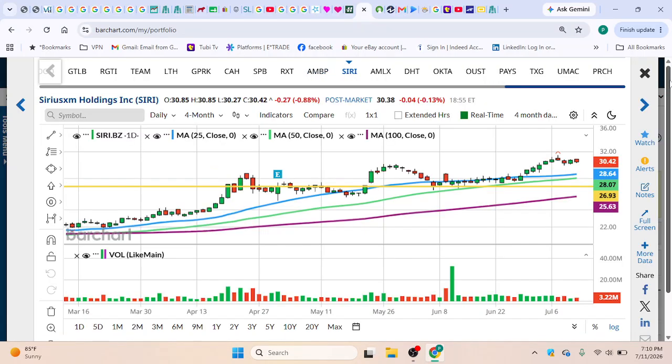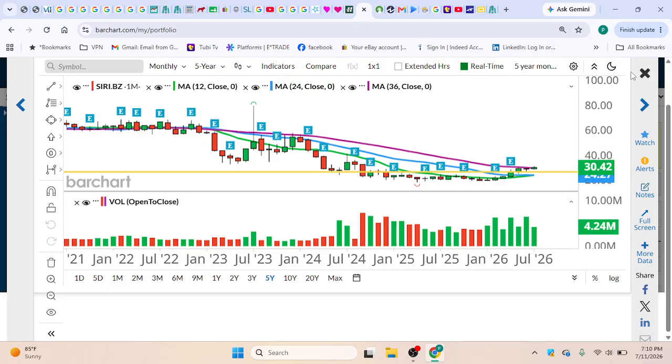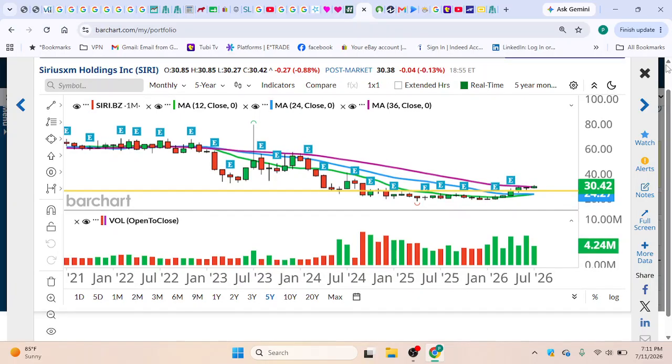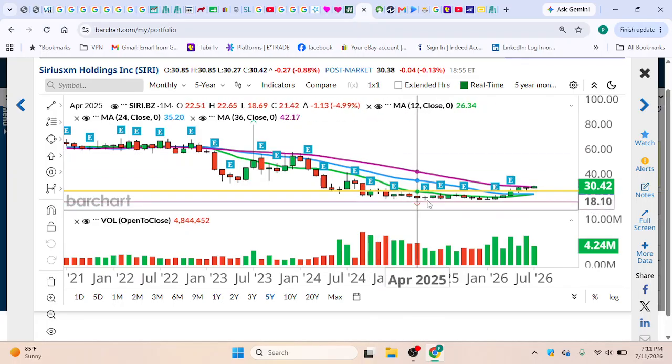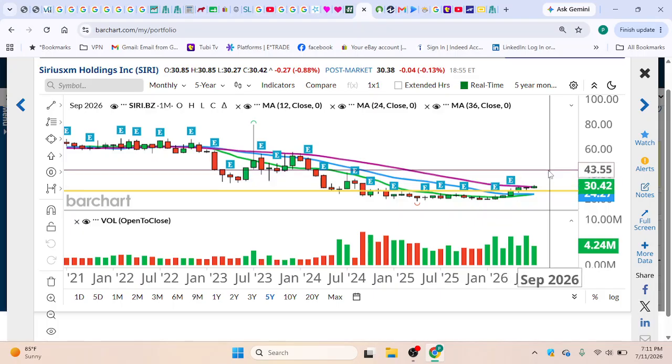What else? Siri, I've already shared that with you. I like Siri going forward. So if I'm going too fast for you, you can maybe stop and pause this. But again, Siri on a monthly basis, stage 1 looks like it's transitioning into an early uptrend, stage 2.